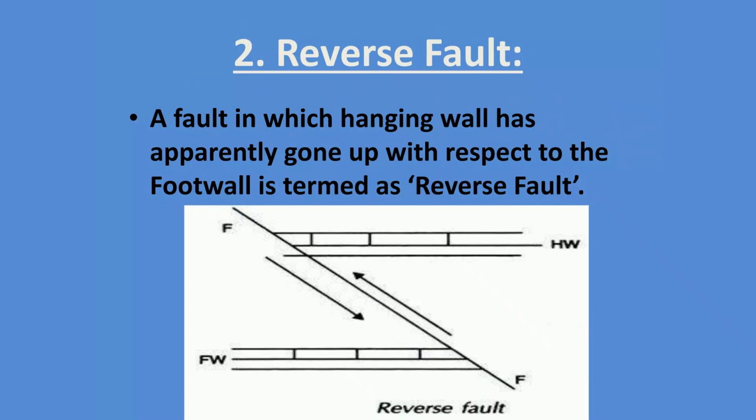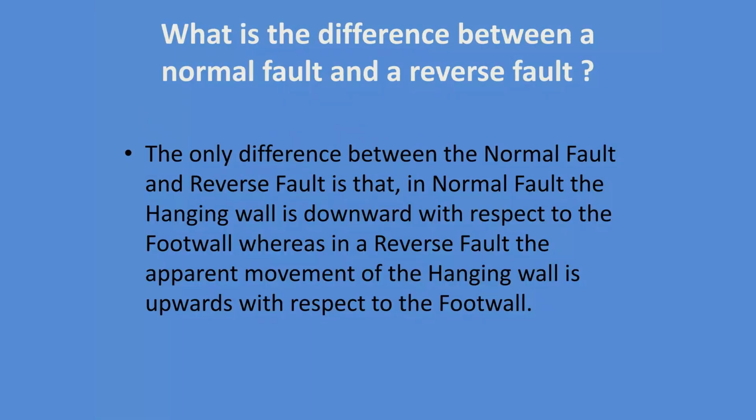And what is a reverse fault? In the case of a reverse fault, the hanging wall moves up with respect to the foot wall. In this case it is called a reverse fault. Here you can see the same bedding which lay below has now come over because of the reverse faulting. This type of faulting is called reverse faulting.